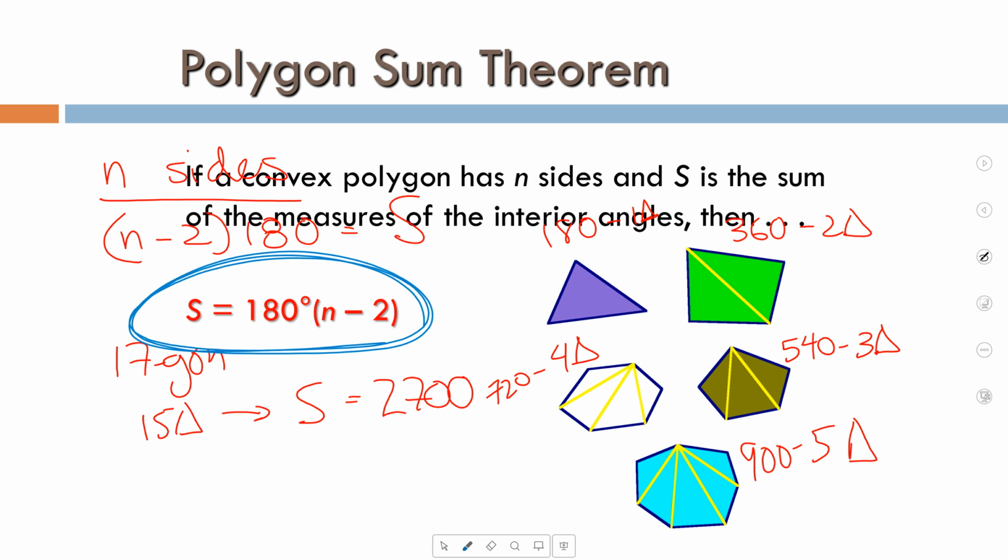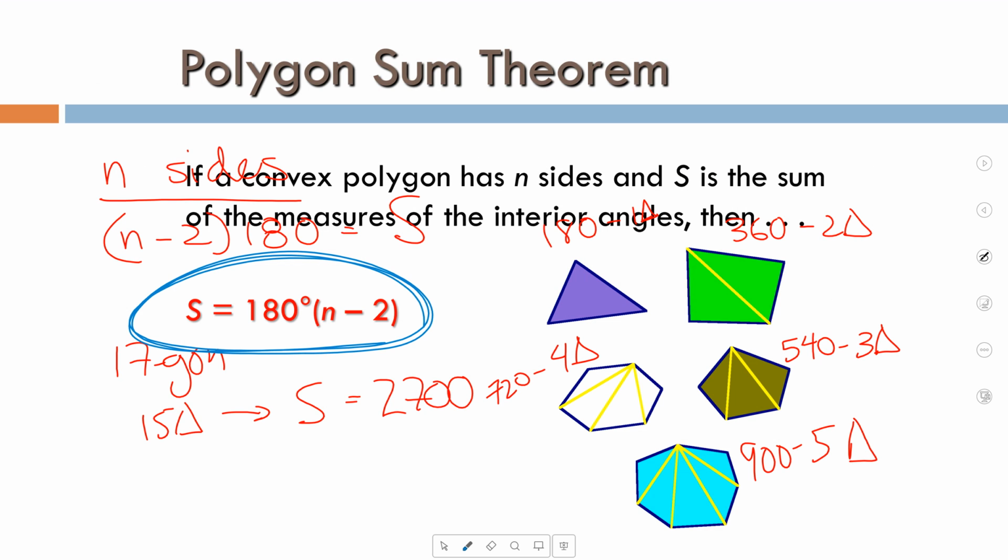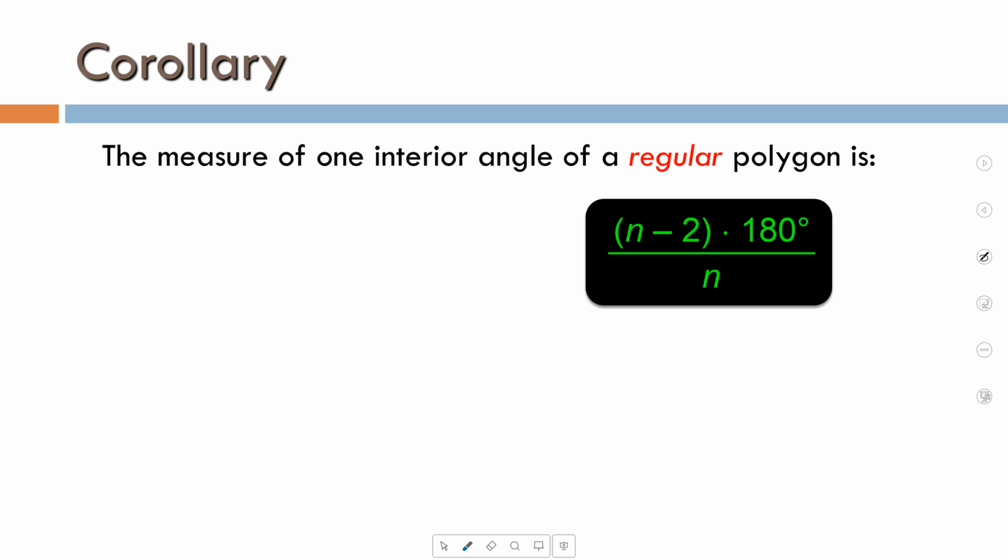Questions? Okay, so next slide we have a couple new terms here. We have something called a corollary. A corollary is an idea that comes out of another idea. So this corollary is based directly on the Polygon Sum Theorem. And the corollary says, what if I have a regular polygon? All right, hold on. Before we go any further, I seem to have forgotten. What's a regular polygon?